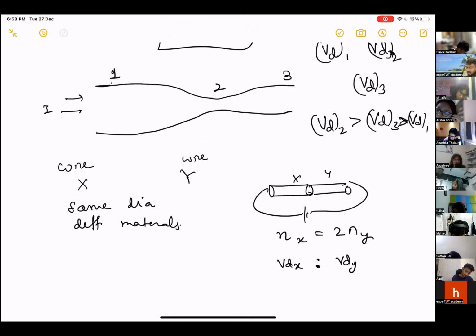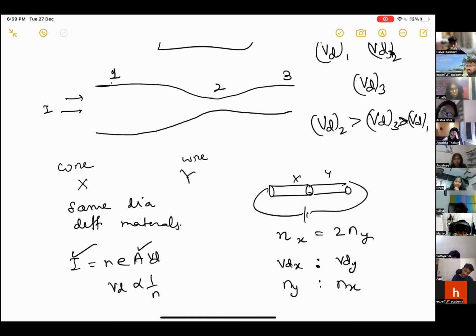Is it correct? Same diameter, different materials, I is the same, right? So it comes 1:2. Sorry, I got it wrong. One minute, what ratio is needed? Drift velocity. Drift velocity is in inverse ratio of their number density, because I is equal to n e A VD. I is the same since they are joined in series. Area is the same, same diameter, so VD should be inversely proportional to number density. So VD of X to VD of Y should be proportional to Ny to Nx, right?